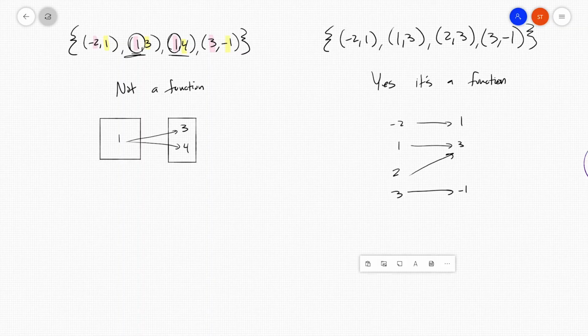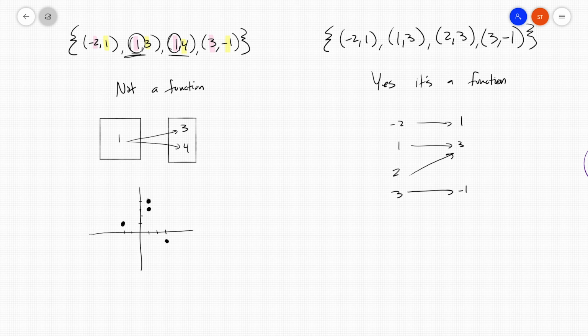Earlier we were looking at these two relations to decide if they were functions or not. I can do the exact same thing, that vertical line test, if I wanted to think about these graphically. So here's (-2, 1). There's a point at (1, 3). There's a point at (1, 4). And there's a point at (3, -1).